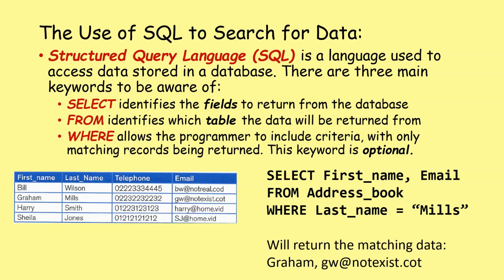Note that Mills is in speech marks here, inverted commas, because it's text. If it was a number, I wouldn't need that, but it's text, so I still need to put speech marks around it, just like I would if I was writing in Python or another programming language. And when I run this, it will return Graham and GW at notexist.cot. Again, it's only giving me the first name and email from this table where the last name equals Mills. So if you look at that table, you can see that quite clearly.